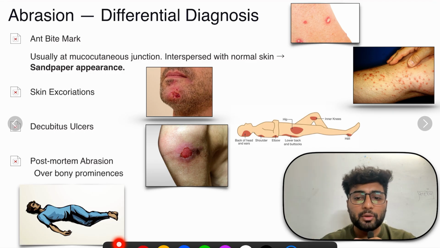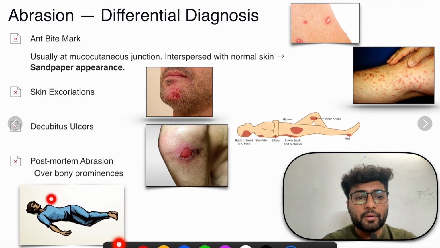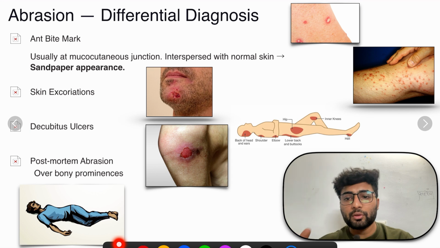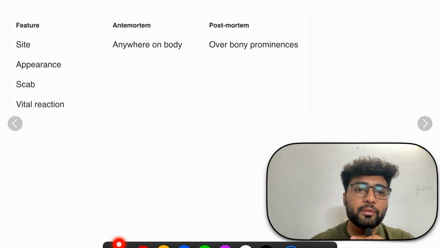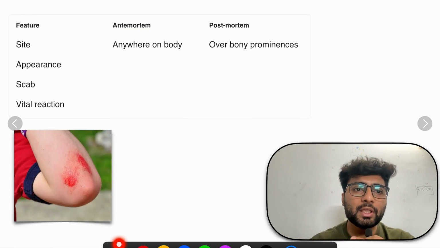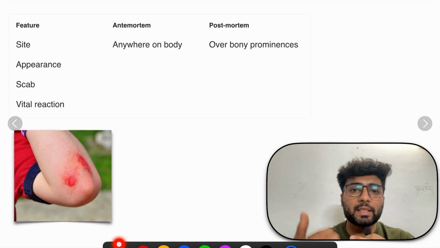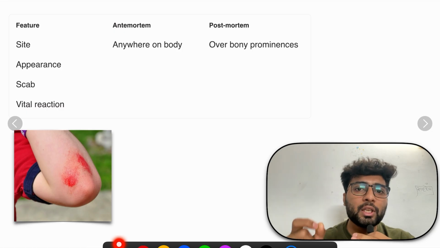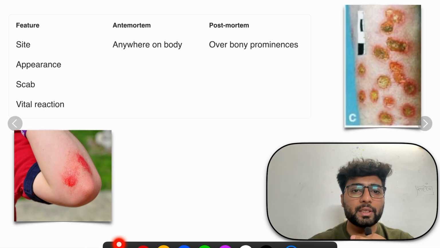Now, how will we differentiate post-mortem abrasion from ante-mortem abrasion? Let's say a victim is brought to you. You are seeing abrasion on his body, but those abrasions can also be caused after death because of lying at a specific location, or they can be caused before death during the struggle between the victim and the accused, right? So how will we differentiate this? See, the antemortem abrasion occurs anywhere on the body because the trauma can occur on any side of the body, while postmortem abrasion only occurs on the bony prominences where the pressure causes those abrasions.